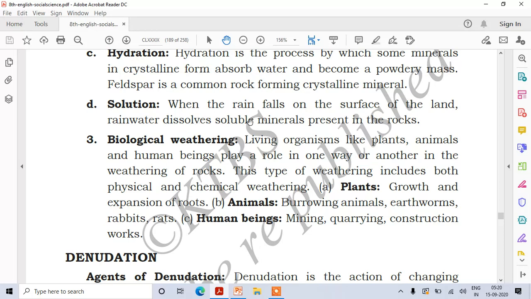Next we have solution. When the rain falls on the surface of the land, rainwater dissolves soluble minerals present in the rocks. Whenever rainwater falls on the land, it will dissolve the soluble minerals. The soluble minerals means those which can be dissolved in water present in the rocks.